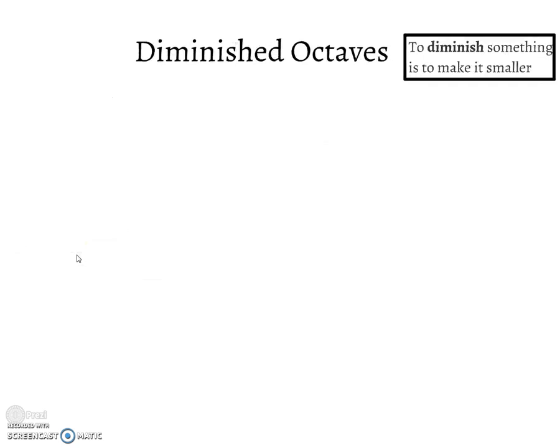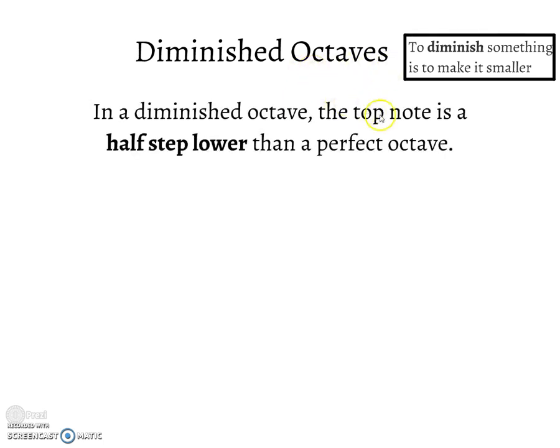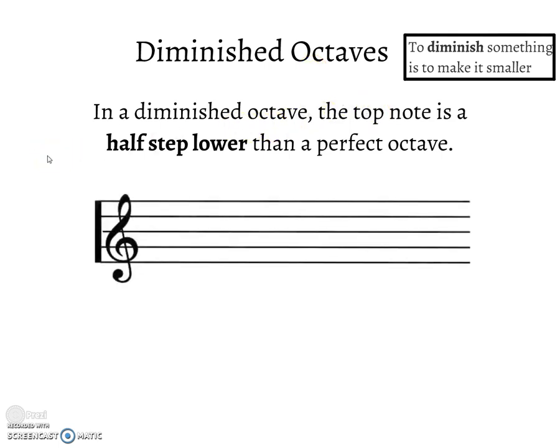Okay, next we're going to talk about diminished octaves. To diminish something is to make it smaller. We're still going to keep the interval an octave, but the top note will be a half step lower than it was in our perfect octave by changing the accidental. So before in the previous screen we had F sharp and F sharp.